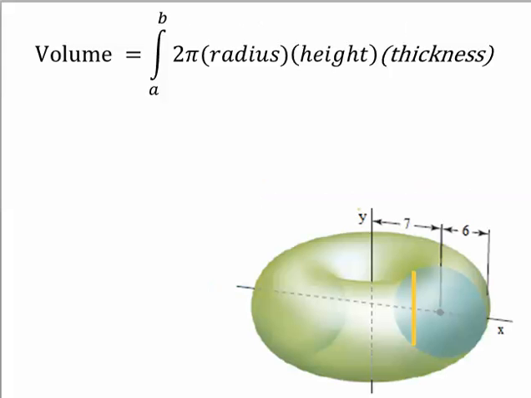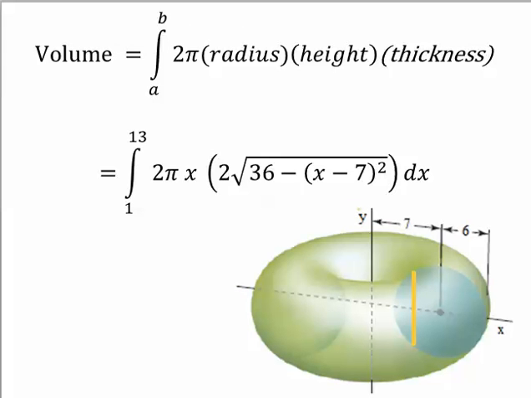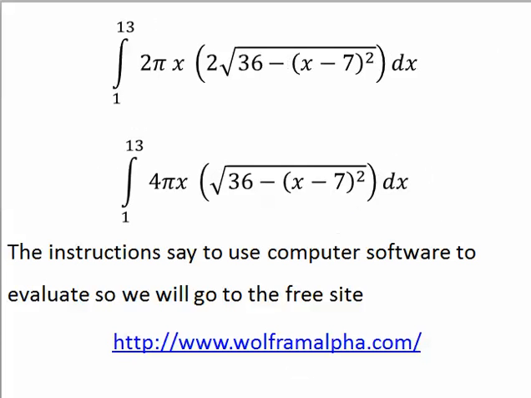So the volume of the torus is given by this integral. There's not a whole lot of cleaning up to do. We could integrate this after we cover chapter 8 material, but this problem is in chapter 6, and obviously we have not covered chapter 8. The instructions, in fact, say to use computer software.